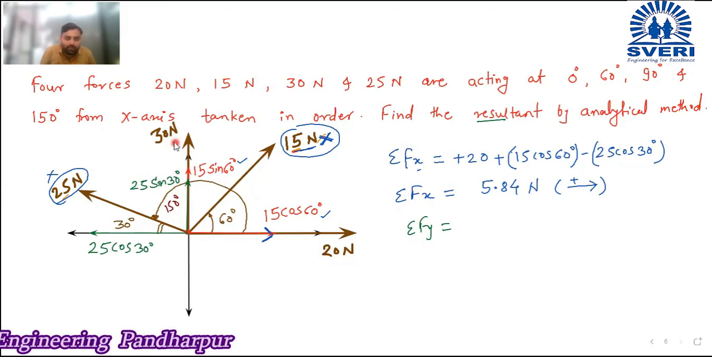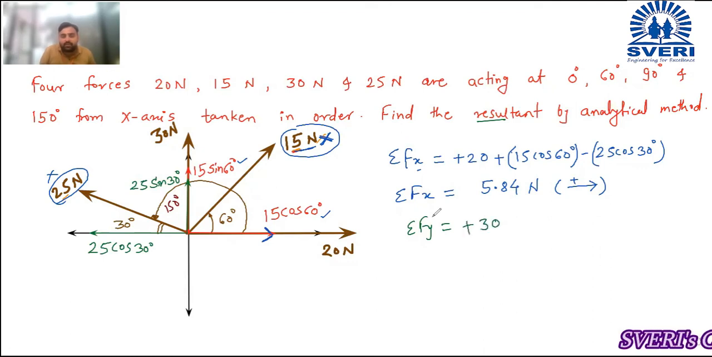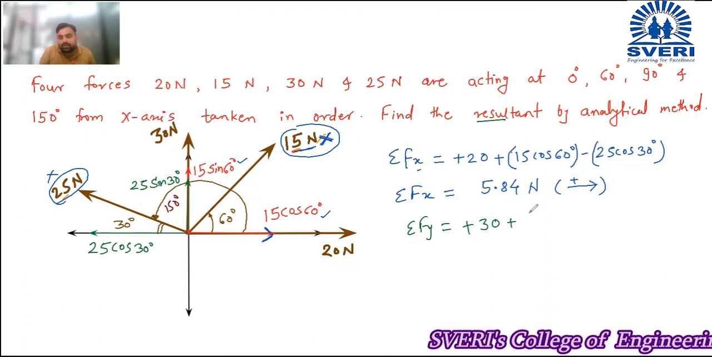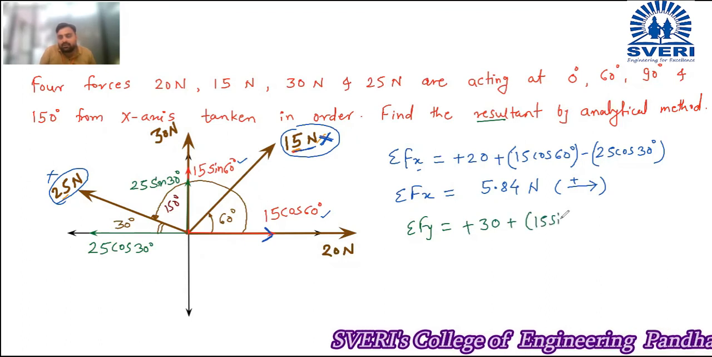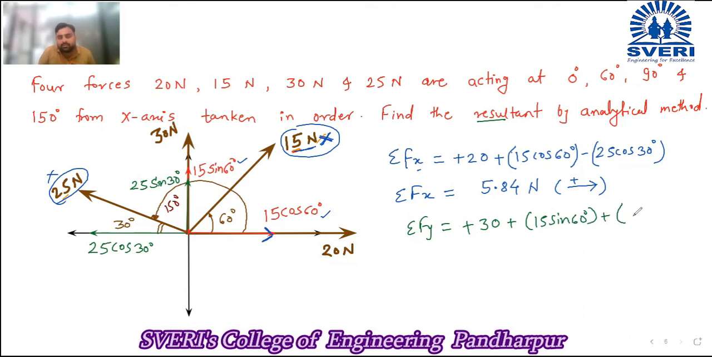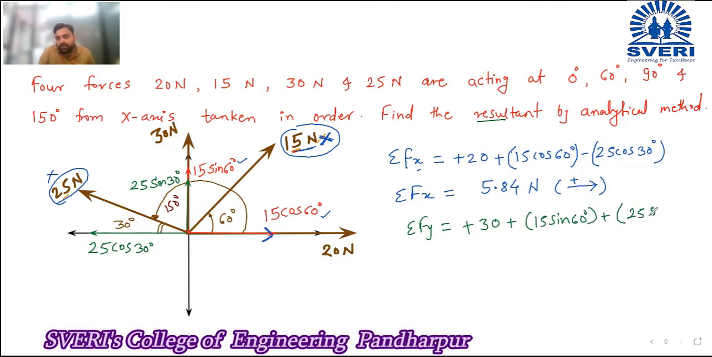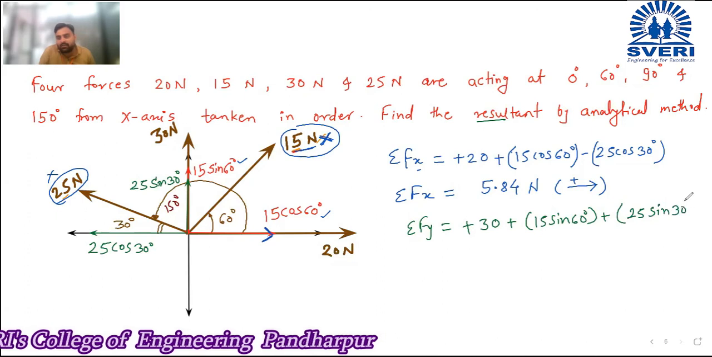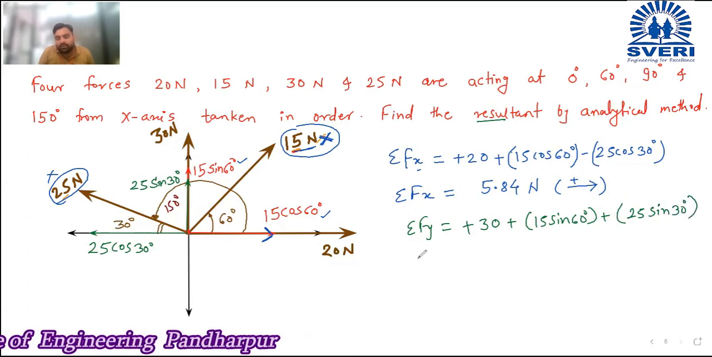Now we will start from here. 30 Newton. This is moving upward. So I will take over here plus 30. Then again this 15 sin 60, so plus 15 sin 60. And again plus 25 sin 30. So solve it, you will get the answer of summation fy.